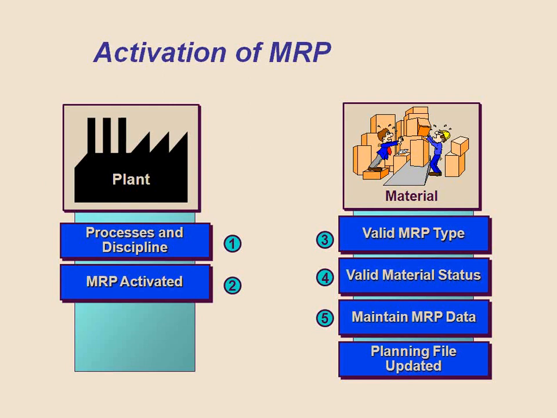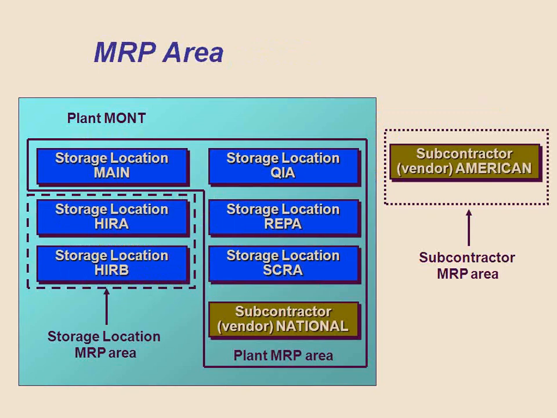The next one is activation of MRP. This is what we call customization or configuration. So you have to define processes and disciplines, MRP activation at plant level, or in other words, I'll have to create an MRP area, which is a hypothetical organizational unit at which I will be activating my MRP. And then I'll have to define my MRP types. I'll have to define the material statuses. I'll have to maintain the MRP data, and then planning of an unplanned this thing.